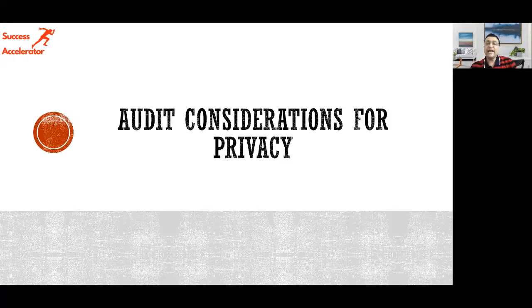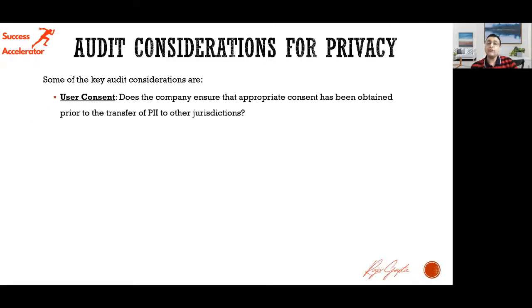Okay. With that, we move to the last concept of this video, which is audit considerations for privacy. So in the previous slide, we discussed how management will do privacy impact analysis. Now, what is the role of the IS auditor? Yeah. So some of the key considerations which you as an IS auditor will have is, you will check whether the company is ensuring that they are taking appropriate consent prior to transferring the PII to other jurisdictions. Yeah, other jurisdictions mean other regions, other countries, and so on.